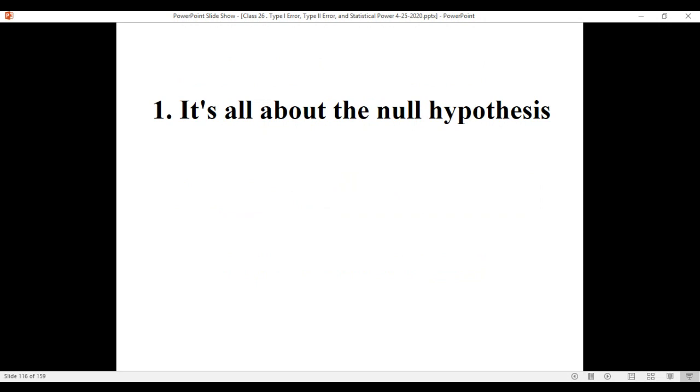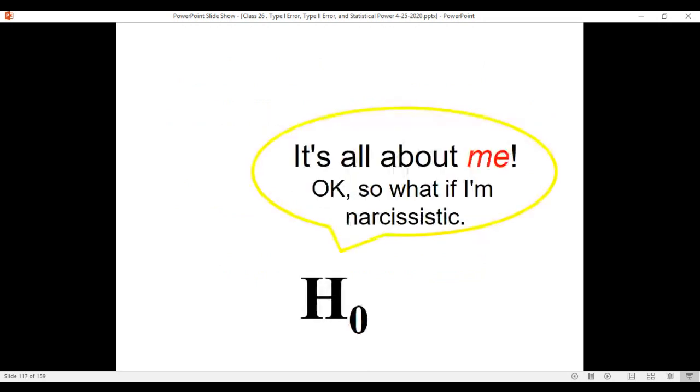Now, next, here's a mnemonic that might help you to remember this. It's a cartoon with the null hypothesis talking. Now, you may say this cartoon is dumb and ridiculous, and I agree. But because it's dumb and ridiculous, it just might help you remember that type 1 and type 2 error are all about the null hypothesis.